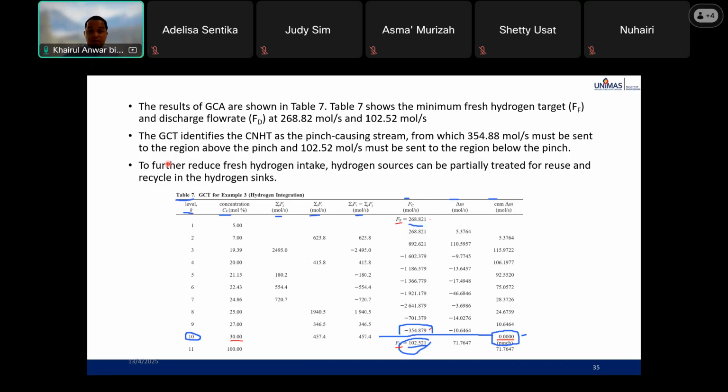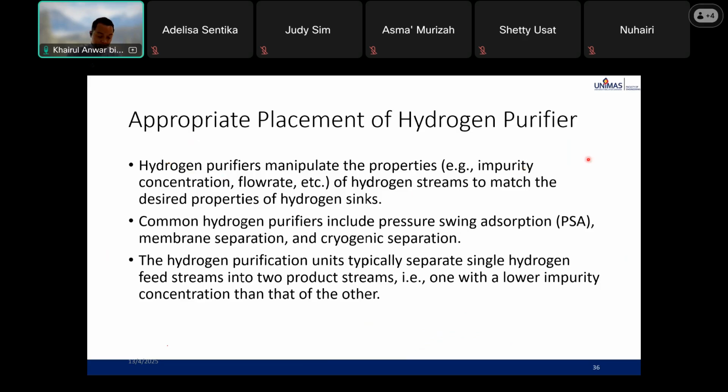Hydrogen purifier. Hydrogen purifier manipulates the properties of the hydrogen stream to match the desired properties. Common hydrogen purifiers include pressure swing adsorption, membrane separation, cryogenic separation. In contrast to a water regeneration unit that normally produces a single product stream, hydrogen purification unit typically separates a single hydrogen feed stream into two product streams, one with a higher purity fraction than the other. The low purity product stream can either be reused in another hydrogen consuming process or sent to the same process. High purity product stream is either purged or used as fuel.